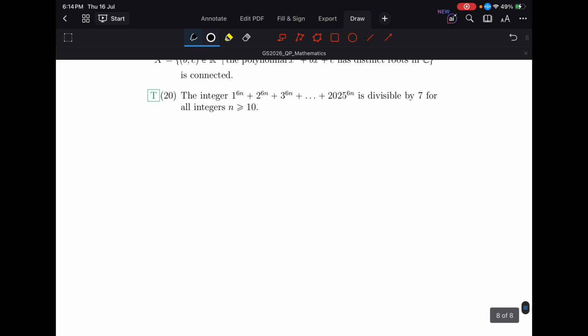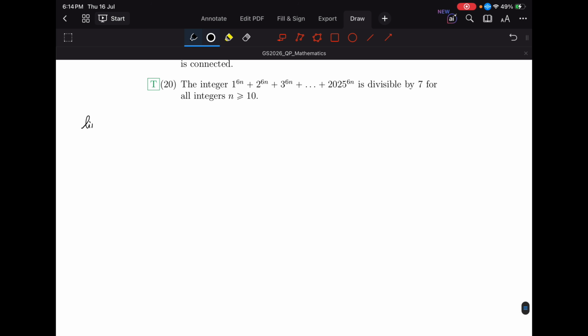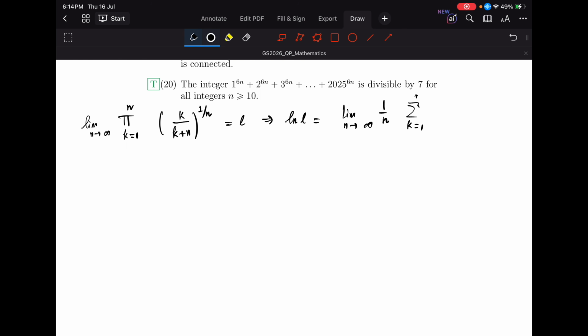So the limit n tends to infinity of the product k from 1 to n of k by k plus n, to the power 1 by n. Let us assume this is L. So this will imply log L equals the limit n tends to infinity of 1 by n summation k from 1 to n of log of k by k plus n.